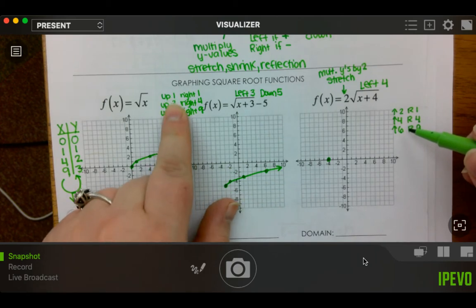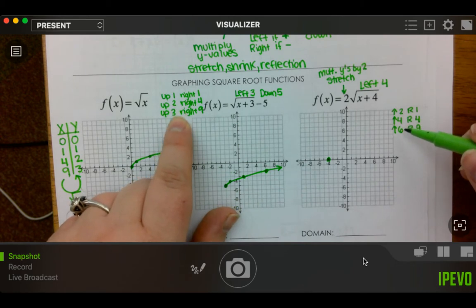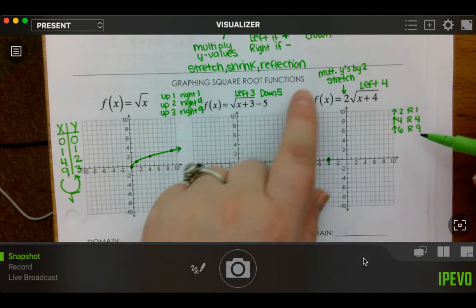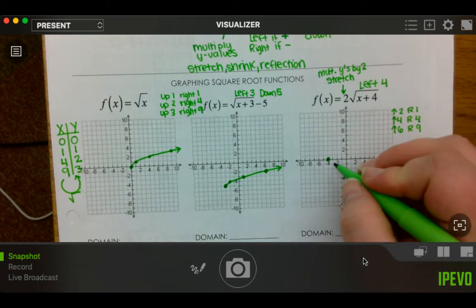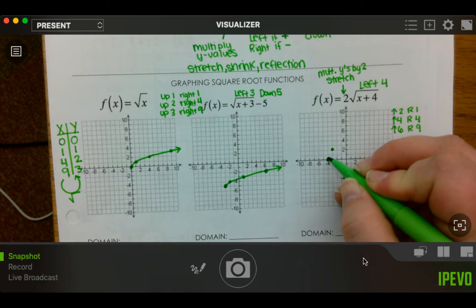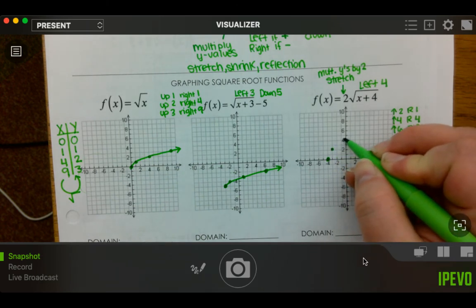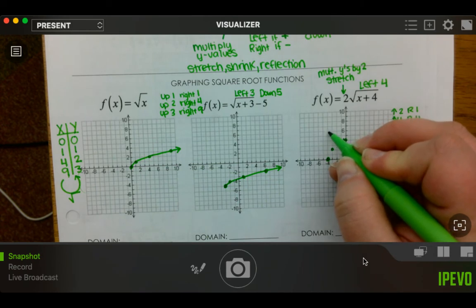This, but I've multiplied these by 2. 1 times 2 is 2, 2 times 2 is 4, 3 times 2 is 6. But my x values, or the right part, didn't change. This part's still the same. Only multiply the y's. These are the x's. So up 2, right 1, back to the middle. Up 4, right 4, back to the middle. Up 6, right 9.